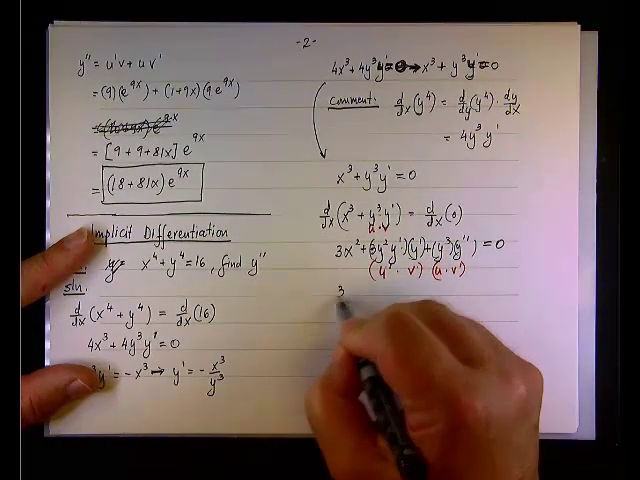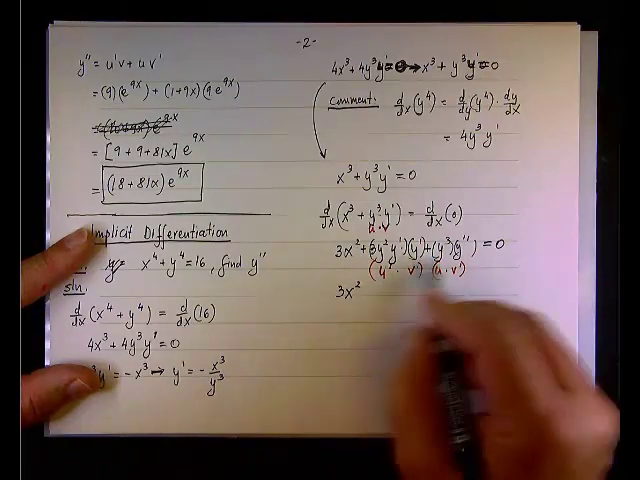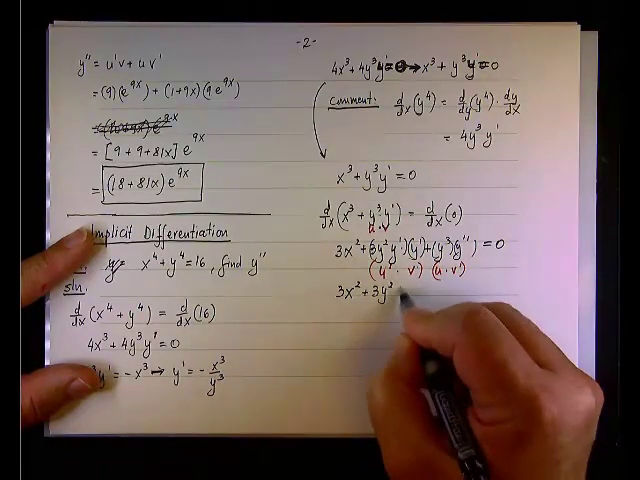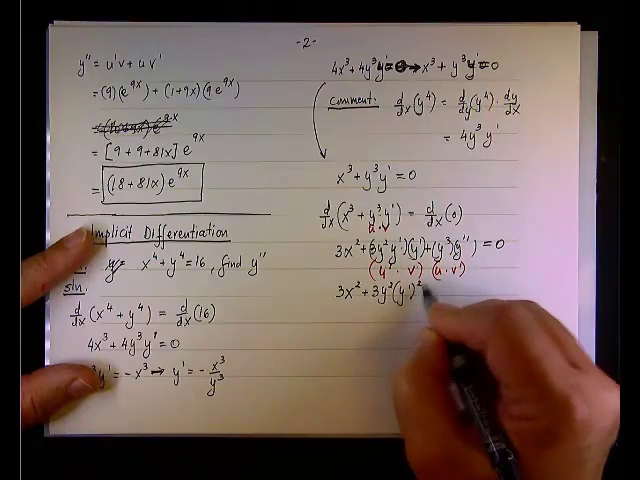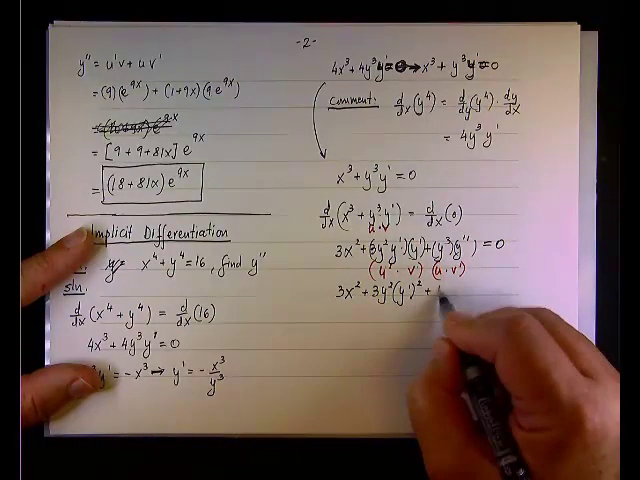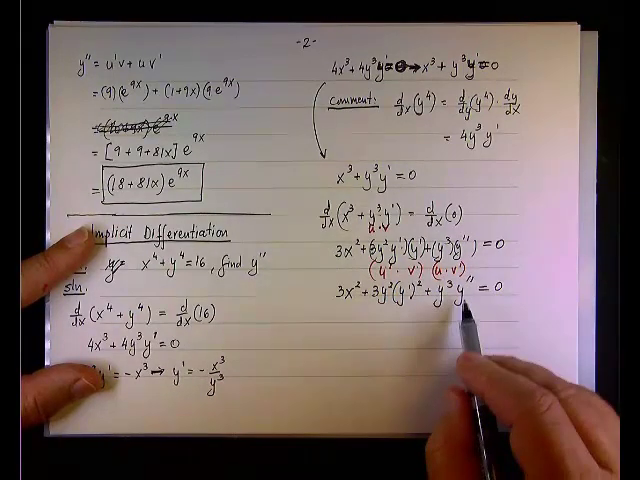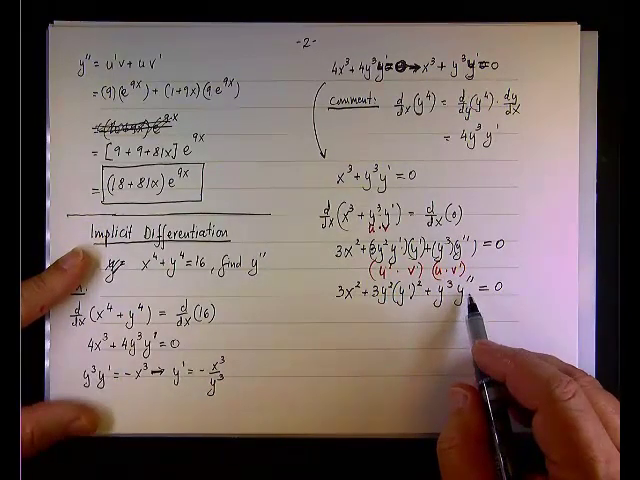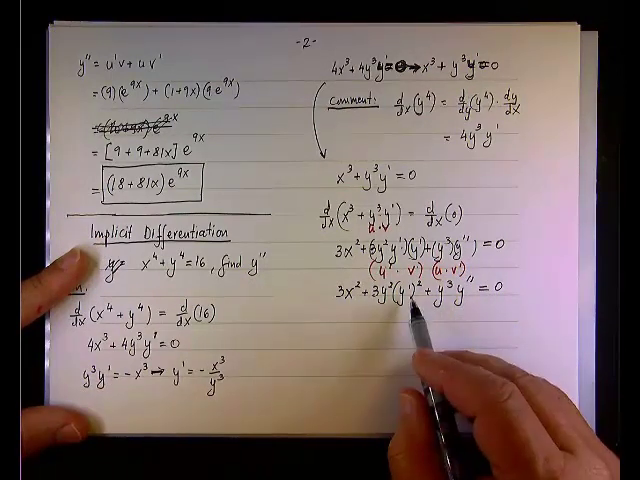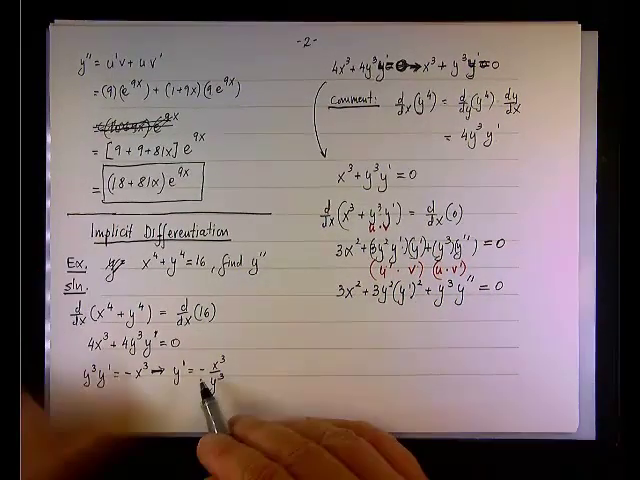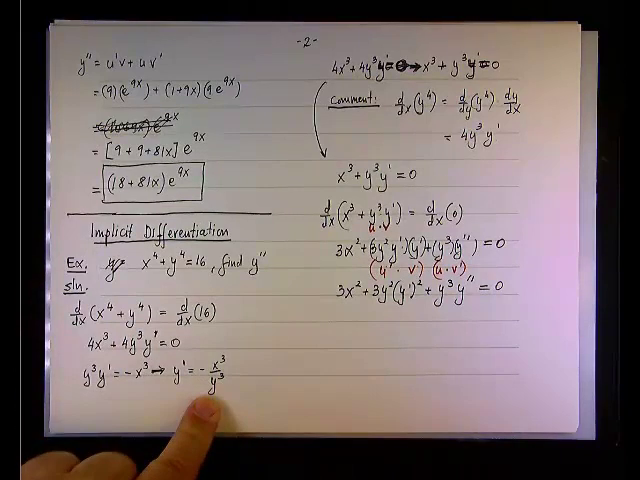So let's start making sense of this. We end up having 3x squared. What do we have here? We have plus 3y squared, y prime squared, and then we have plus y cubed times y double prime equals 0. We want to solve for y double prime, right? Now, we are stuck with y prime, and we need to square it, but we already found out that y prime is negative x cubed over y cubed.